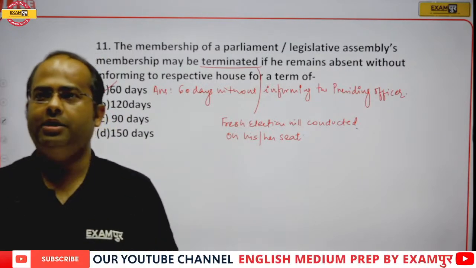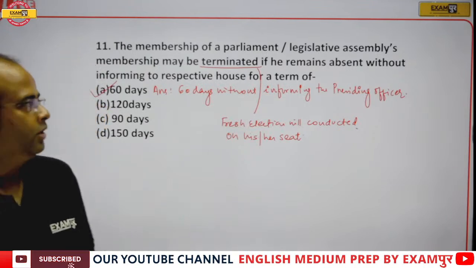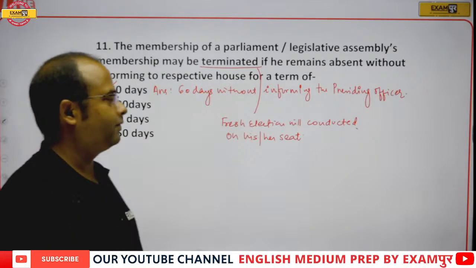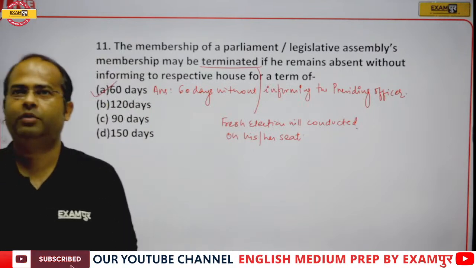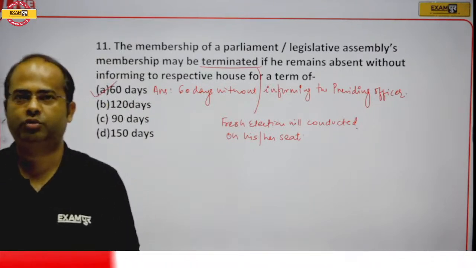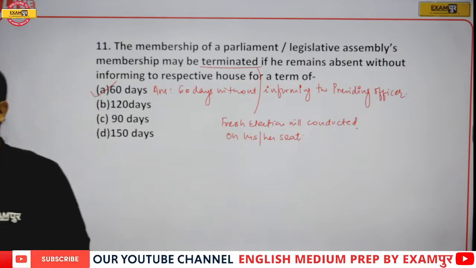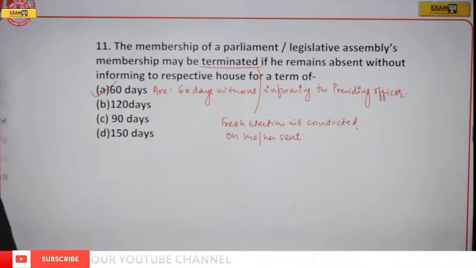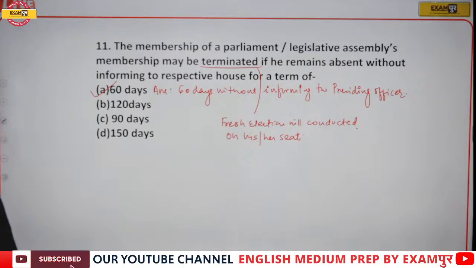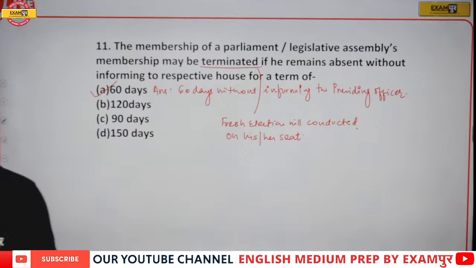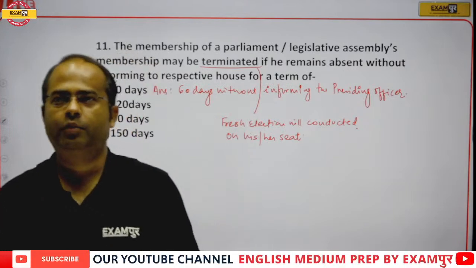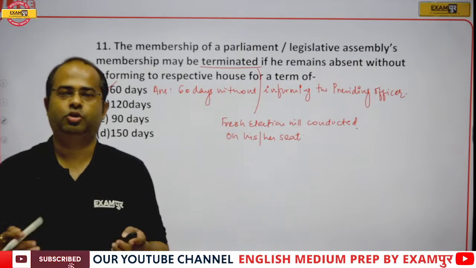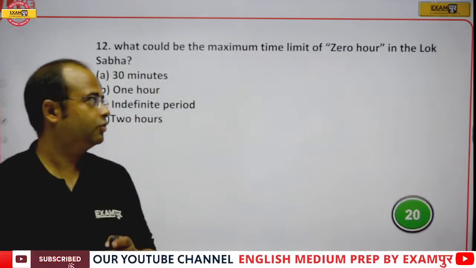Presiding officer means the person who controls the houses. So the correct answer will be what, guys? It will be option A, that is 60 days. Is it clear to all of you guys? Then do let me know. Then I will be moving to the next question. Is that clear to all of you? Okay. So now guys, I will be moving to the next question.